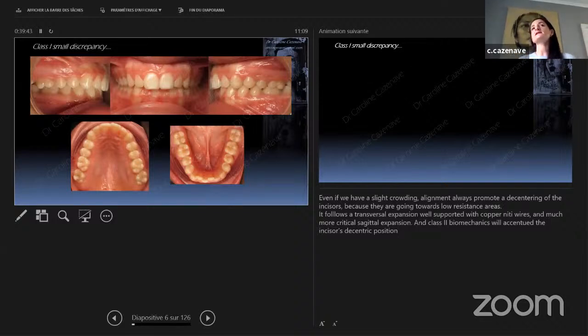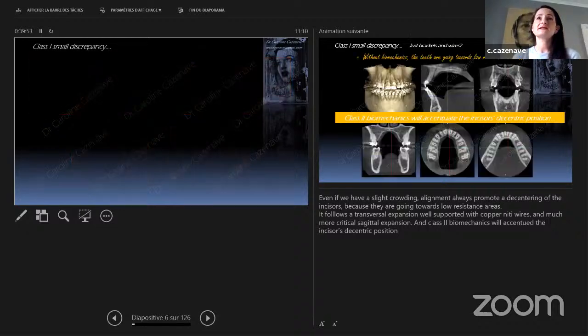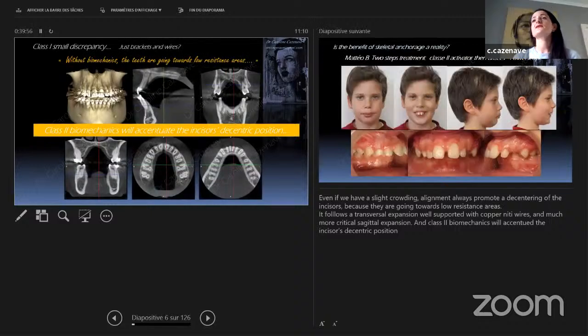Even if we have a slight crowding, alignment always promotes the centering of the incisors because they are going towards low resistance areas. It follows a transversal expansion, well supported with Copernicus wires, and a much more critical sagittal expansion. And class 2 biomechanics will accentuate the incisors' decentric position.